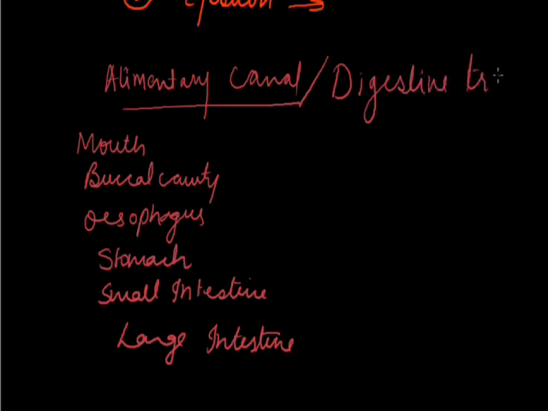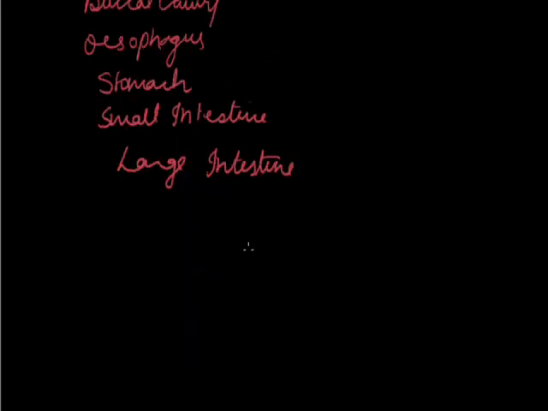Now, if we talk about this alimentary canal in detail, the alimentary canal is a tubular passage extending from mouth to anus through which food passes during its digestion and absorption. It is about 9 meters in length in humans, and it consists of these organs: mouth, buccal cavity, esophagus, which is also called the food pipe, stomach, small intestine and large intestine. Now we are going to talk about each part of the alimentary canal separately.